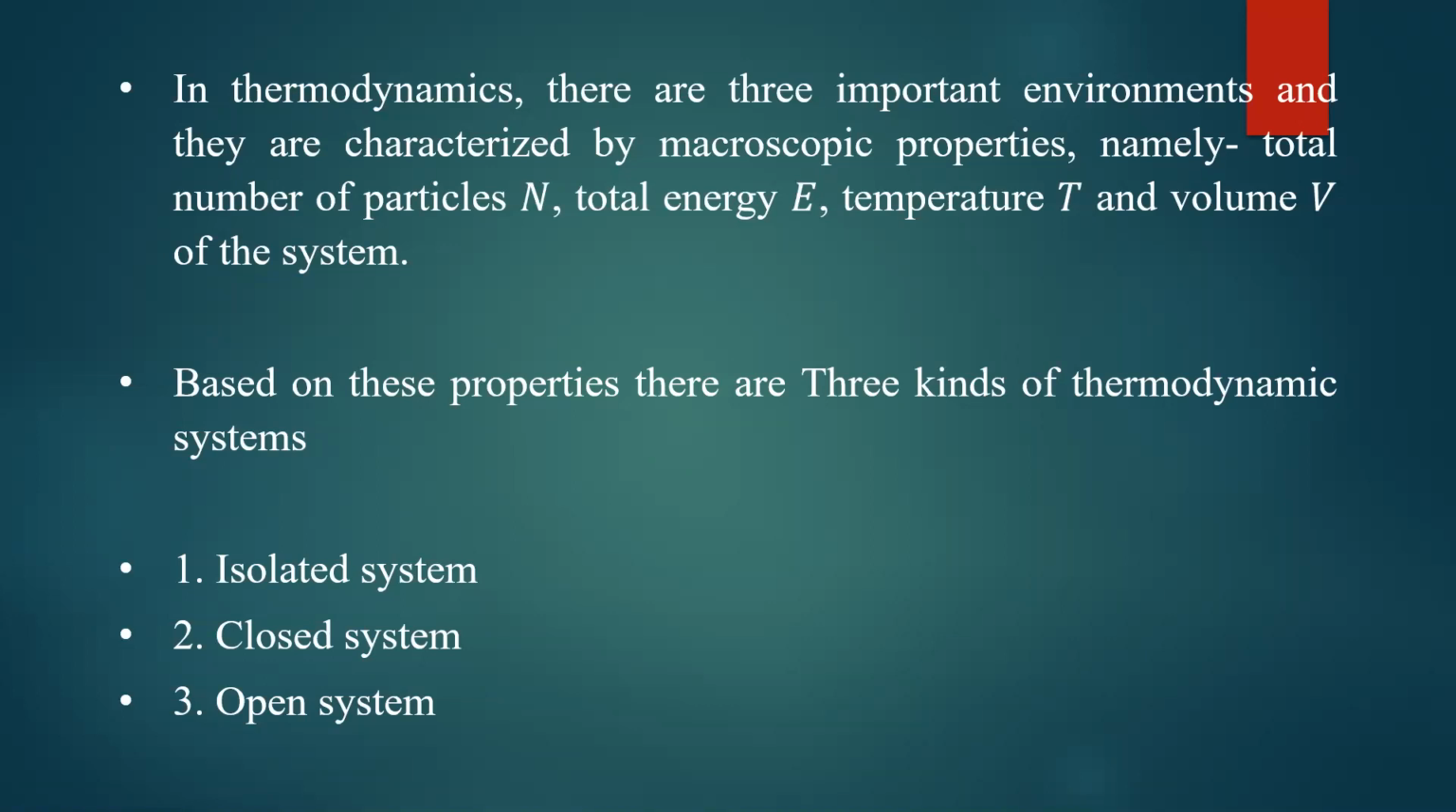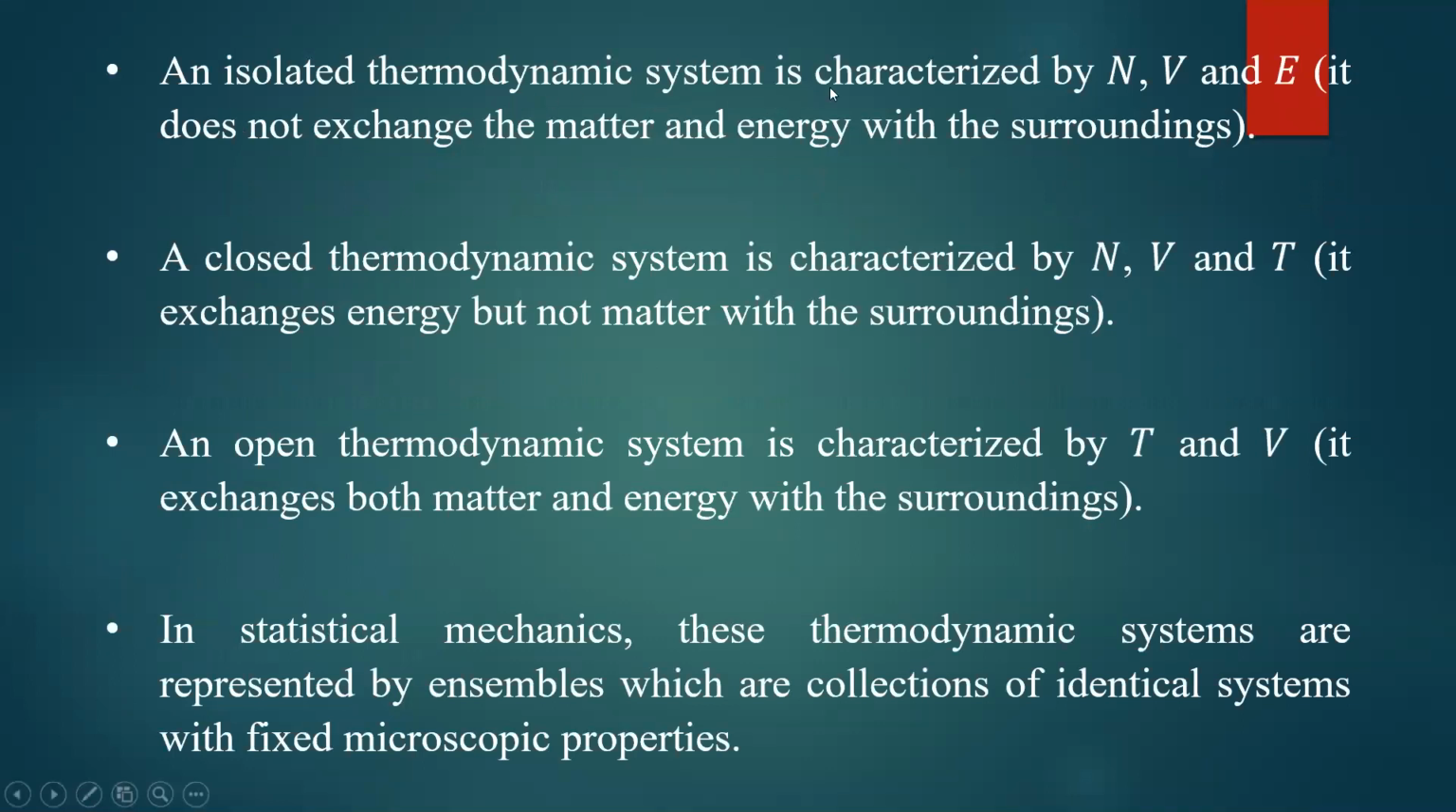An isolated system is a system which does not exchange particles and energy with the surroundings. It will not exchange matter and energy with the surroundings. An isolated thermodynamic system is characterized by constant N, constant volume, and constant energy. They are not going to change. You can consider the thermos flask, which will not exchange matter and energy with the surroundings. That is a good example of an isolated thermodynamic system.